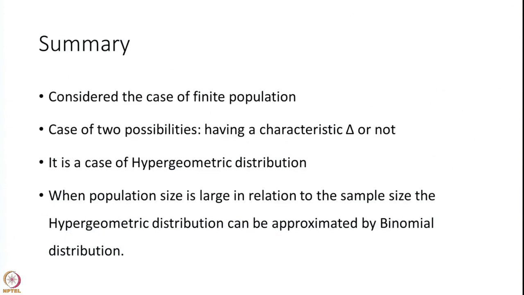So, now we summarize what we considered today. We considered the case of a finite population, with two possibilities of having the characteristic delta or not having the characteristic delta. We showed that it is a case of a hypergeometric distribution, and then we showed that when the population size is large in relation to the sample size, the hypergeometric distribution can be approximated by a binomial distribution. Thank you.